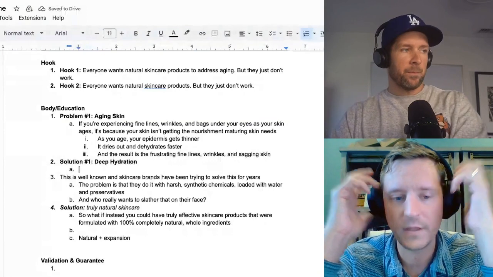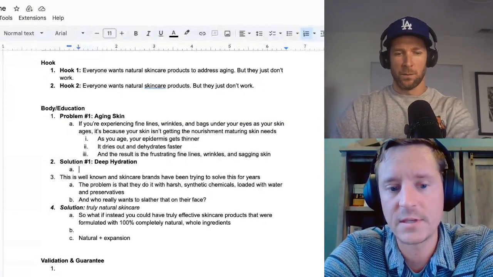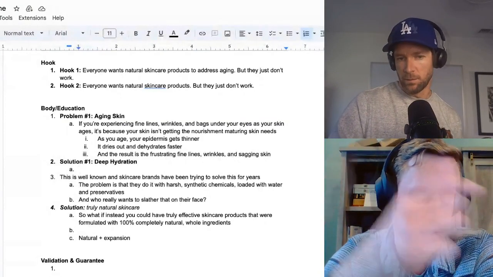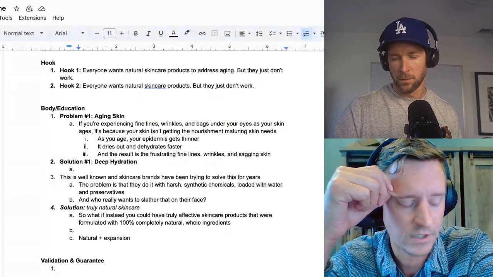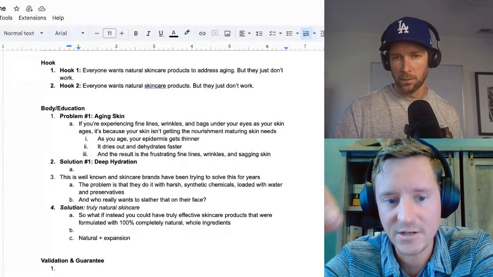And one quick thing. To me, the solution is, and very often, one of the brand statements we used to have and use a lot is restoring your skin to its natural state.